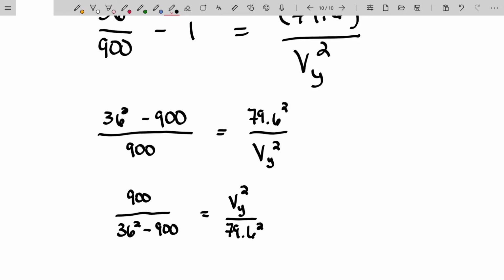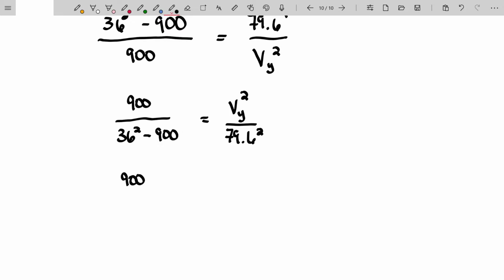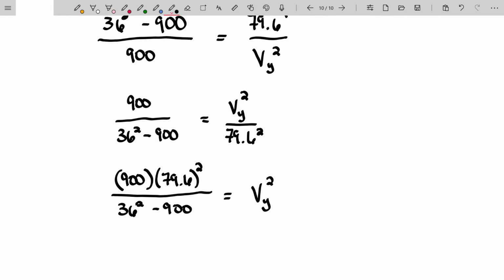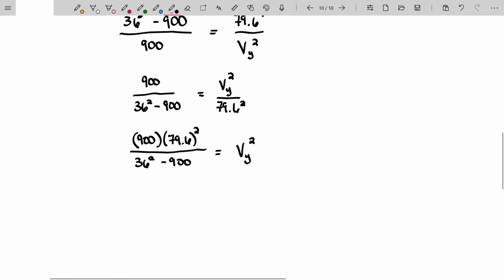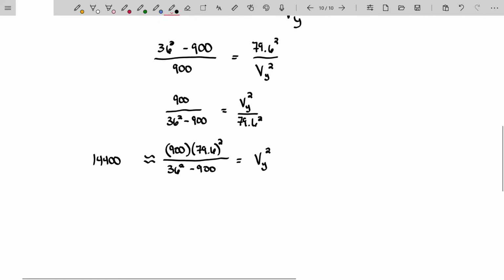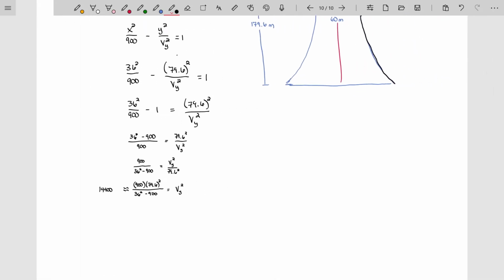And then I'm going to multiply both sides by 79.6 squared. So I get 900 times 79.6 squared all over 36 squared minus 900 is equal to v sub y squared. And of course you could take the square root of both sides, but actually I don't need to. They just asked us for the equation, not what v sub y is. So I'll go ahead and leave it like that. I suppose I could grab a calculator and compute this out. That's very roughly 14,400. It's not exactly, but it's roughly that. And so I'll say that the equation is approximately x squared over 900 minus y squared over 14,400 is equal to 1.